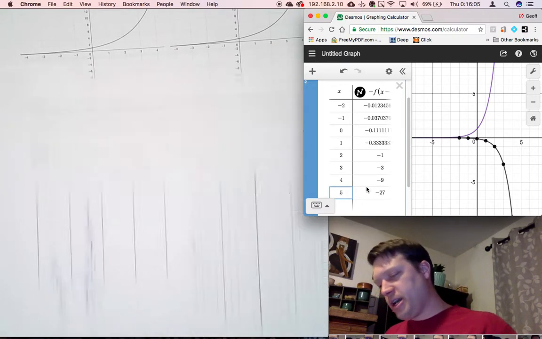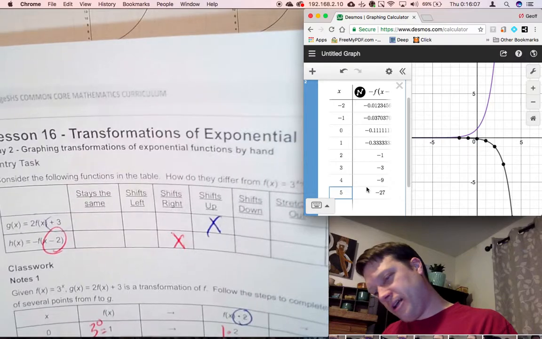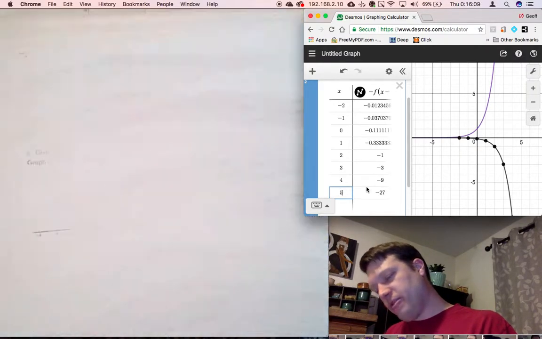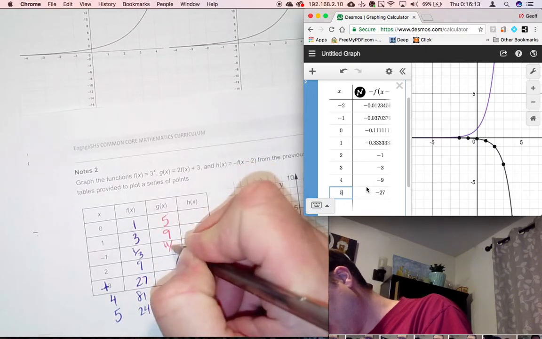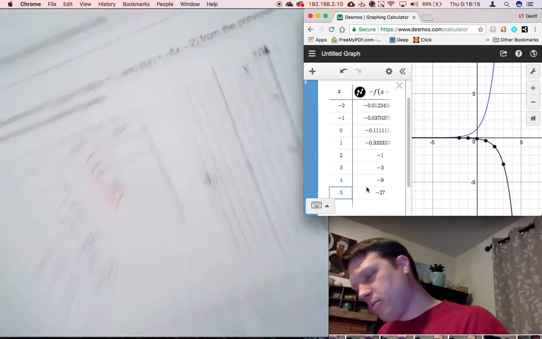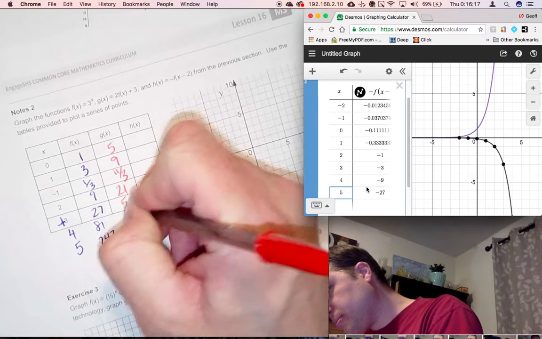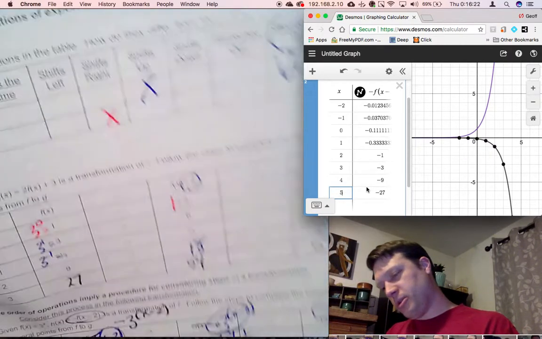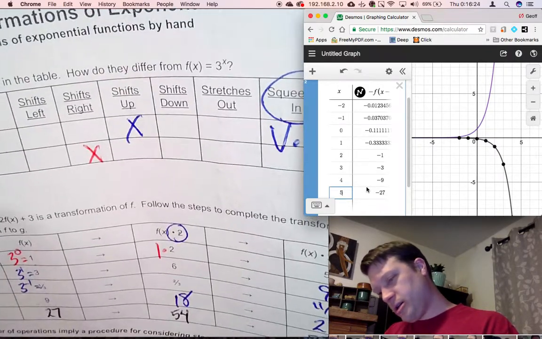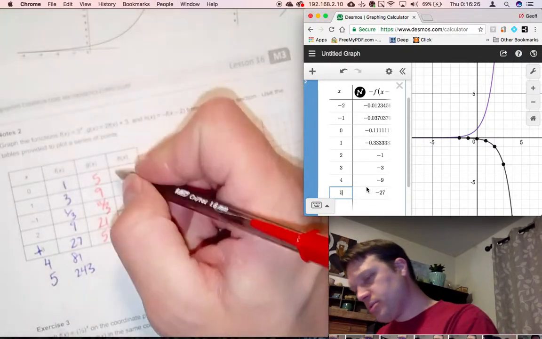Okay, g of x, I have 5, 9, 11/3, 21, and 57. And then h of x, after we just did our fix, this one's going to be a little more challenging. Negative 1/81st.